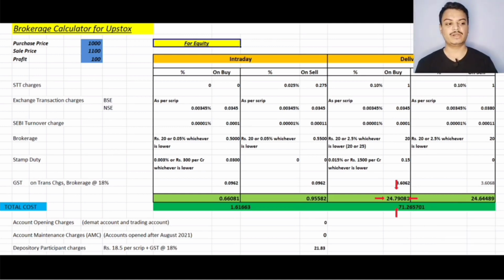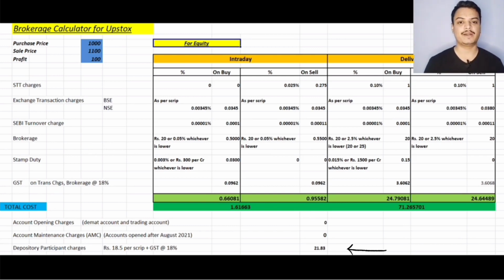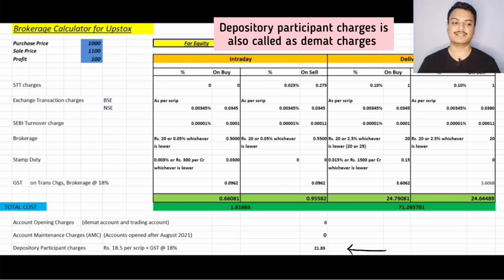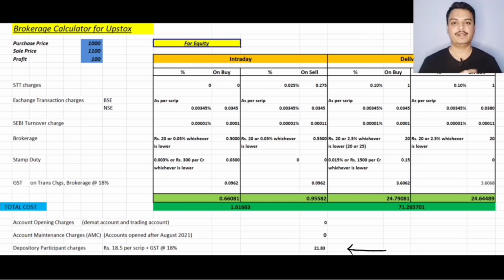So the total comes down to 24.79 and 24.64. Now you must be wondering, if you add 24 and 24, why is it coming to 71? Now on delivery, there is also a charge called depository participant charges. These charges apply when you're buying a stock of a certain company. The first time when you're buying shares of that particular company, they charge you depository participant charges, which is 18.5 rupees plus GST, which comes to 21.83. So that 71 rupees that you can see in the lower bottom is inclusive of 21.83. So the actual cost is 24.79 plus 24.64 plus 21.83.